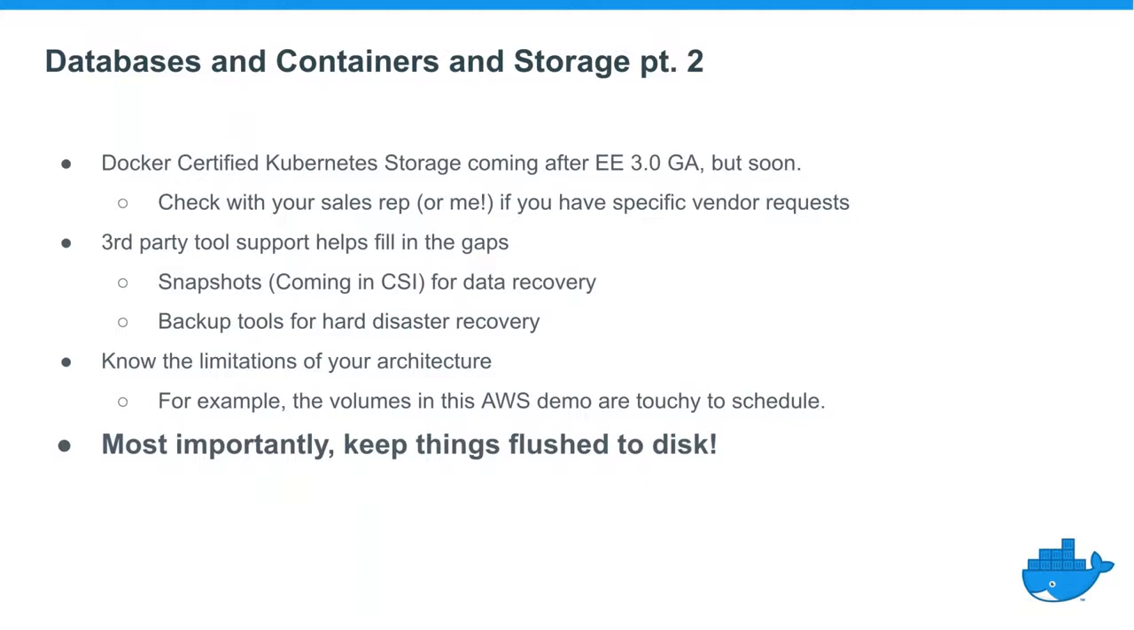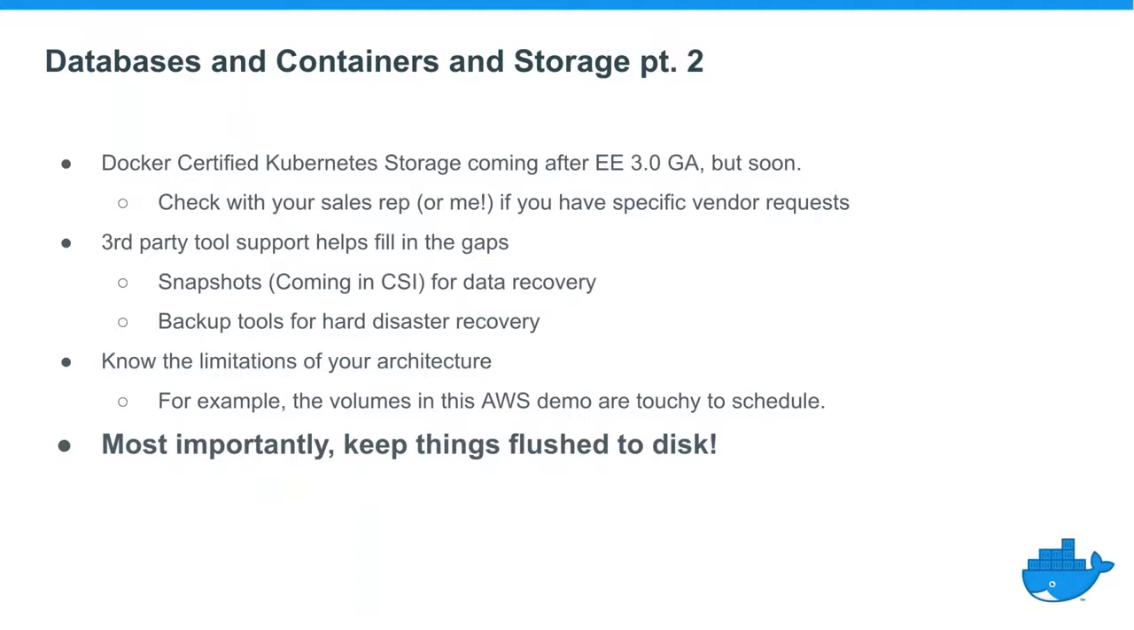The other thing that you want to be concerned with is to know the limitations of your deployment and your architecture. In the example that we're going to be running, we're running Docker EE 3 on Amazon, so we're using EBS volumes as our attachable storage. One of the limitations there is that even in a common Amazon region, in this case US West 2, there are 3 availability zones inside US West 2.